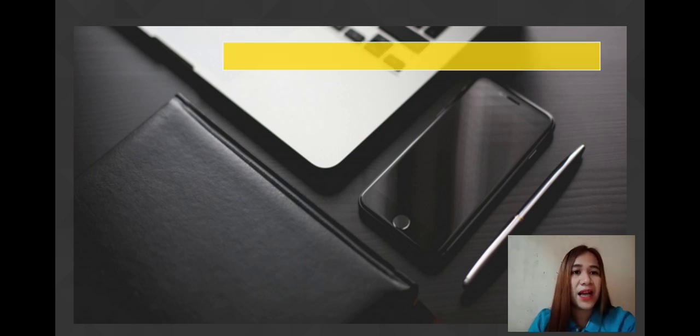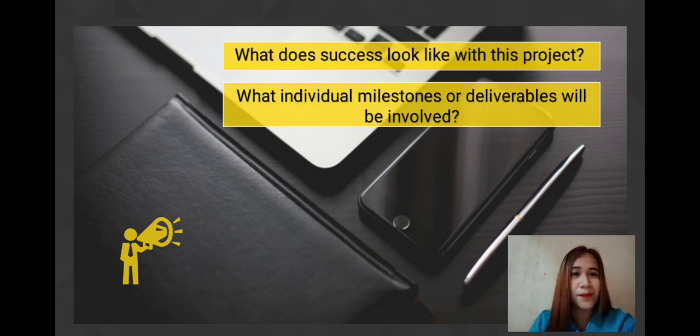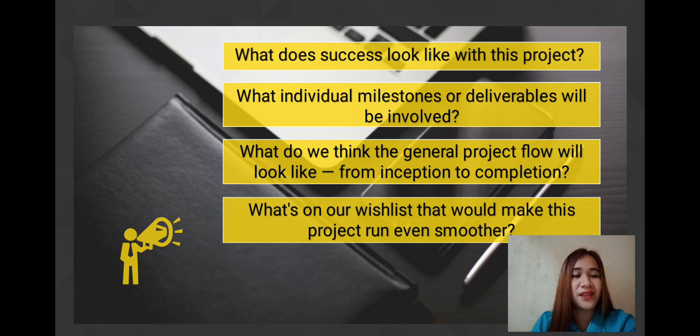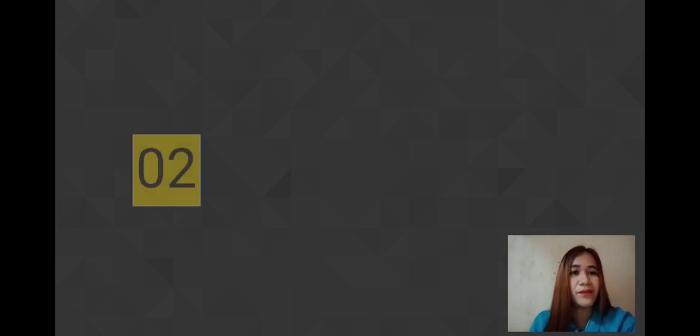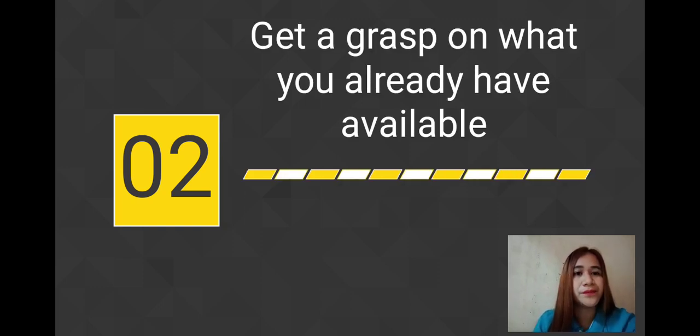For example, ask or think about: what does success look like with this project, what individual milestones or deliverables will be involved, how do we think the general project flow will look from inception to completion, and what's on our wish list that would make this project run even smoother. This will give you a greater understanding of everything that's involved with that project so you can better identify the needs associated with it.